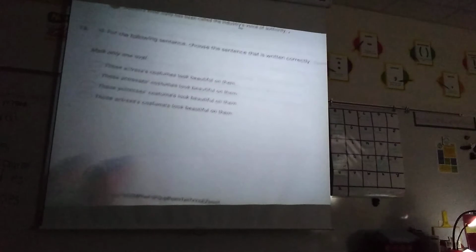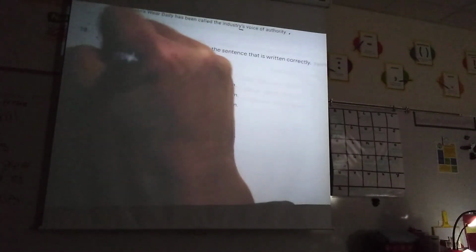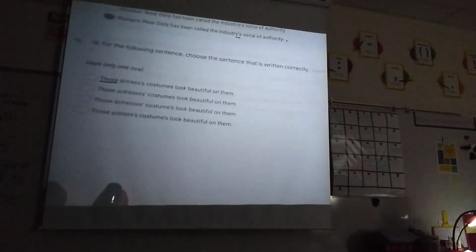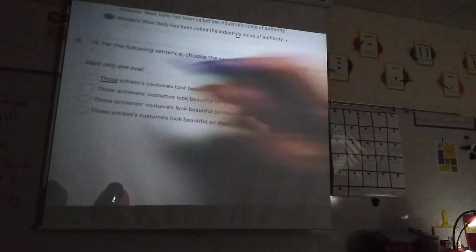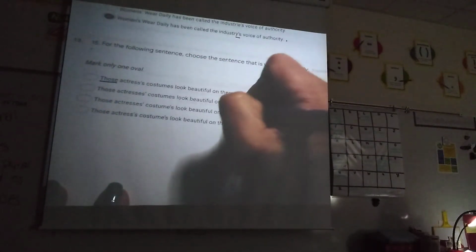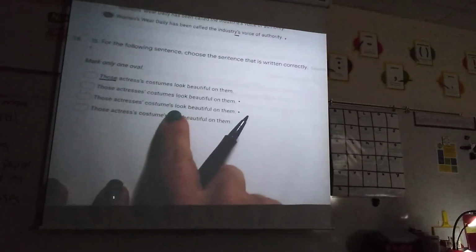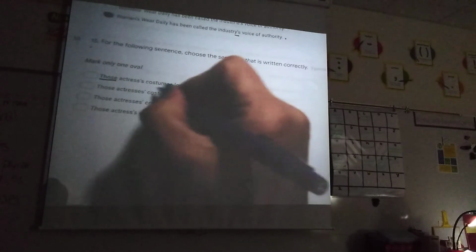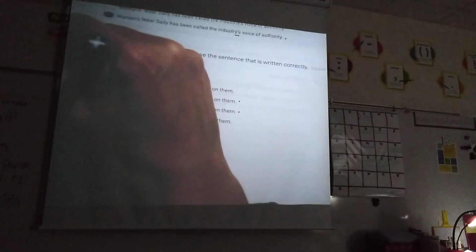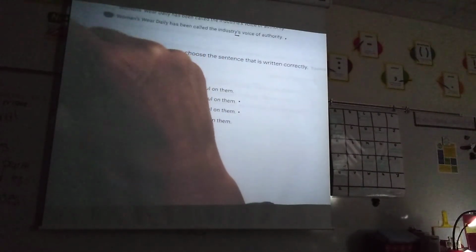Number 15. Those tells us that it's more than one. So those actresses, we're giving possession to those actresses, so it's going to be actresses apostrophe. Now we're left with either the second or third. Are we talking about multiple costumes or just one costume? Those actresses have multiple costumes, so we're going to do the second response.